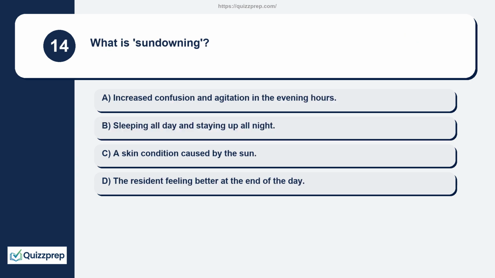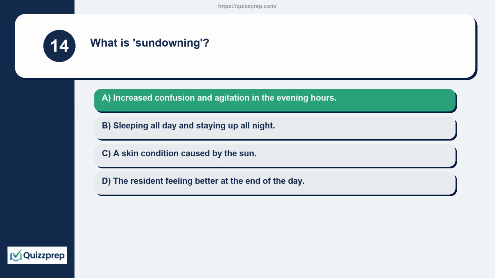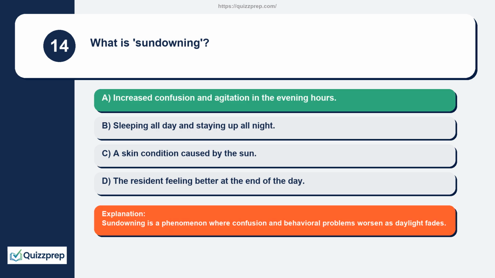Question 14. What is sundowning? Increased confusion and agitation in the evening hours, sleeping all day and staying up all night, a skin condition caused by the sun, the resident feeling better at the end of the day. Sundowning is a phenomenon where confusion and behavioral problems worsen as daylight fades.